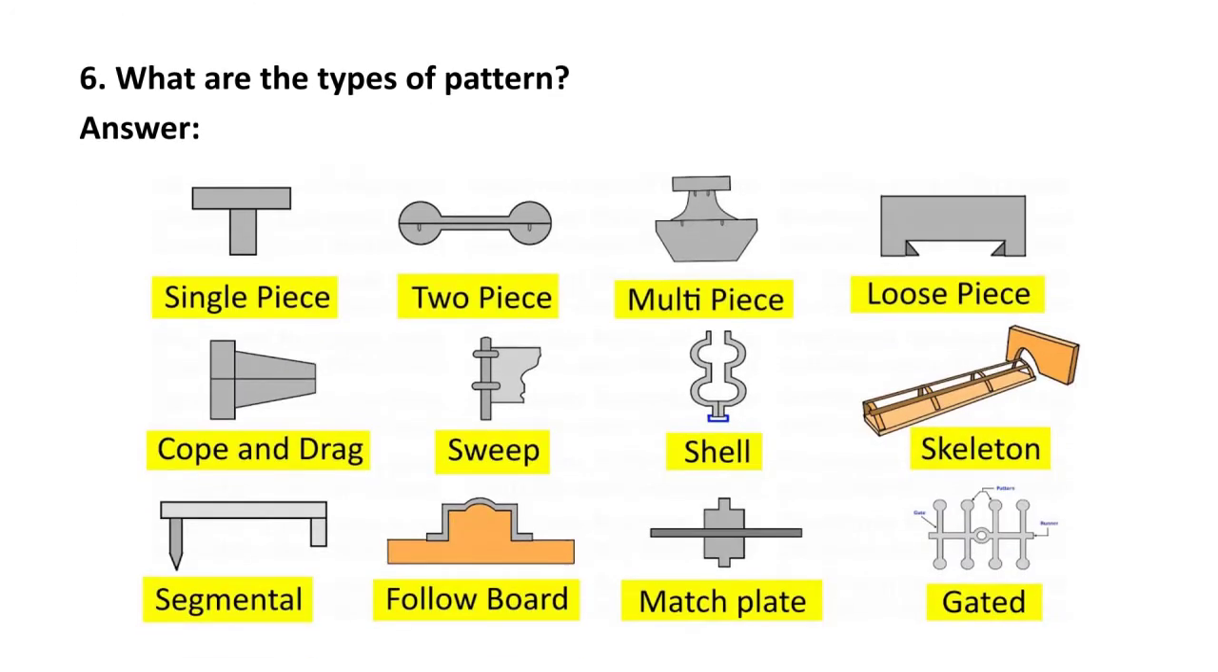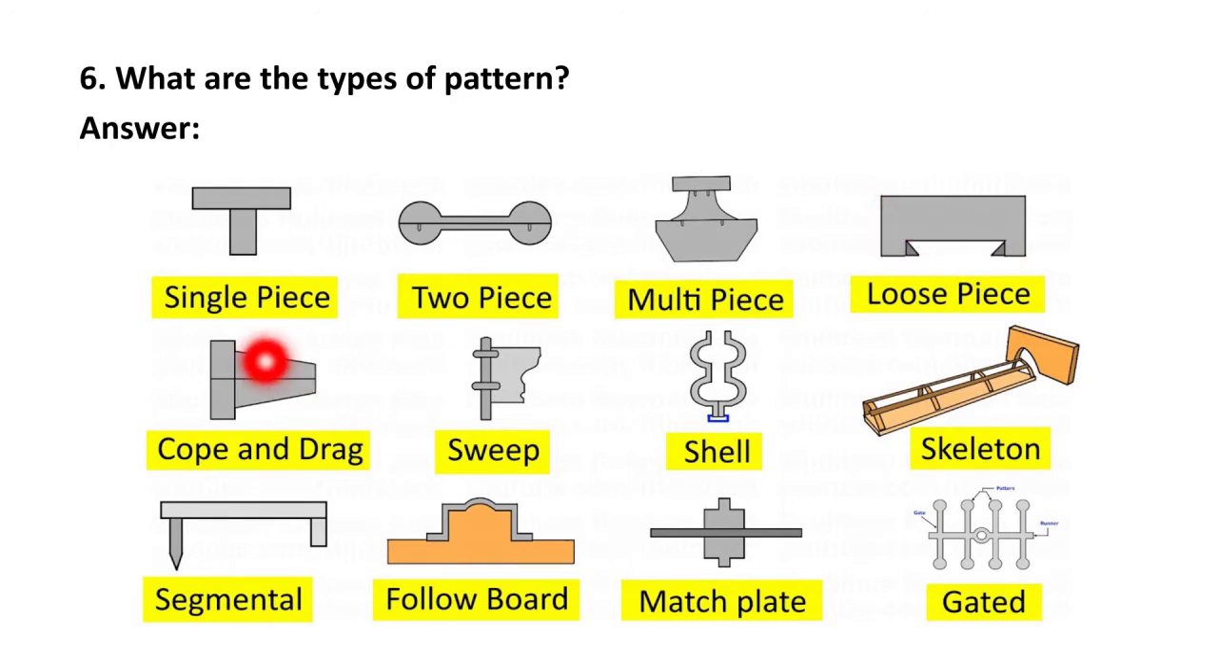Next question, what are the types of pattern? The various types of pattern are, first, single piece pattern. Here you can see the pattern which is made out of a single piece, that is known as single piece pattern. Then two piece pattern. Here you can see the upper portion and the lower portion connected together. So this is two piece pattern. This is multi-piece pattern which is made up of three parts, the upper part, middle part and the lower part. Then the loose piece pattern. This is the main part and these are the loose pieces attached to it. So this is known as loose piece pattern.